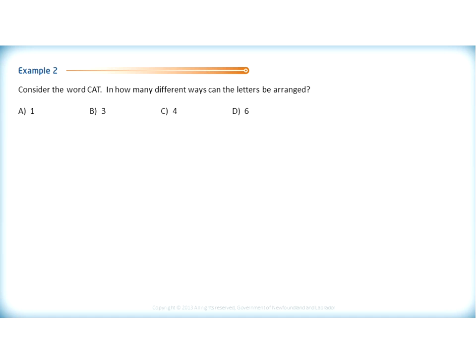So notice that we have 3 letters. So we could talk about the first letter, the second letter, and the third letter. For the first letter, we have 3 choices that we can make. Once we use one of those letters, we only have 2 choices for the second letter. And now we only have 1 choice left for the third letter. So in this case, if you have the word cat, there are only 3 times 2 times 1 possible ways in which the letters can be arranged. So that would represent 6 different ways.